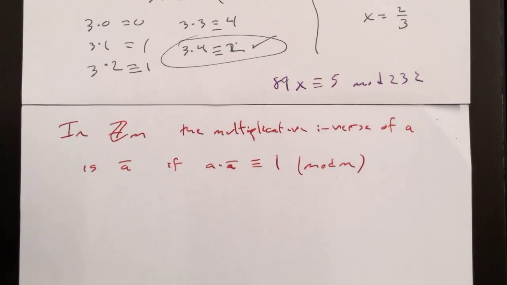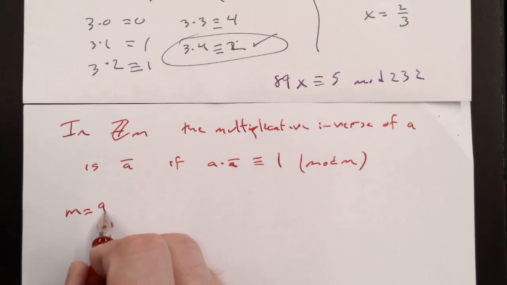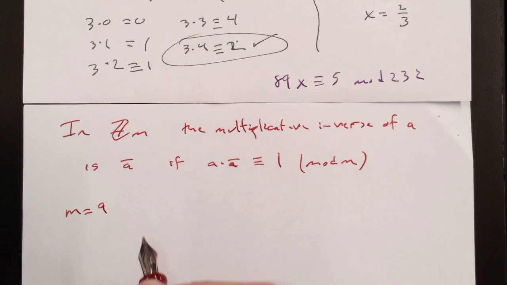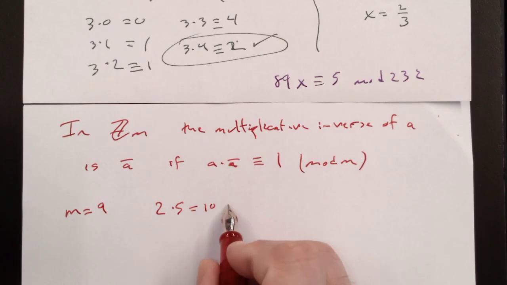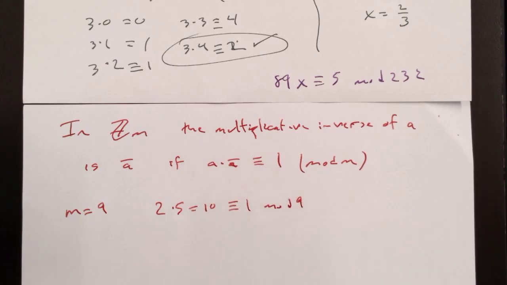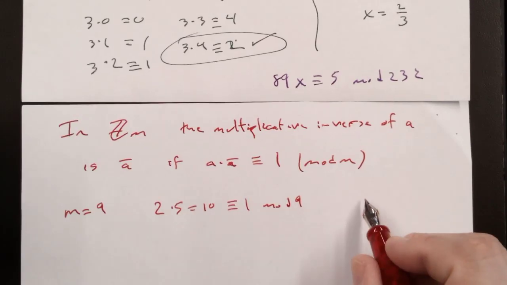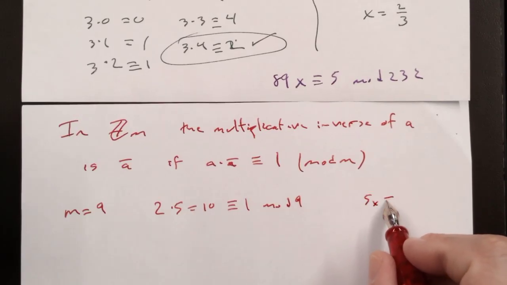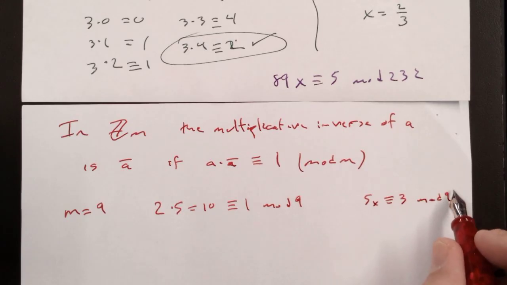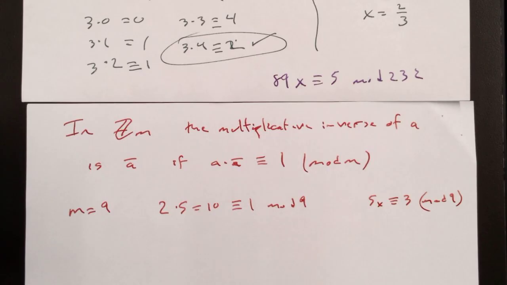So let's think about some small examples. Let's think about mod 9. Well, 2 times 5 is 10. That's congruent to 1 mod 9. So if I had an equation that was 5x congruent to 3 mod 9, instead of, quote, dividing by 5, I could multiply by the inverse. I could multiply by 2.